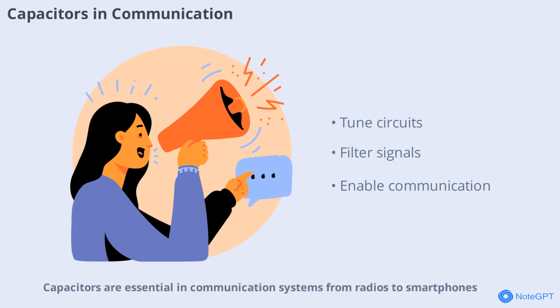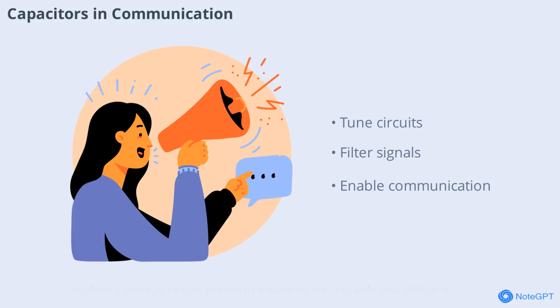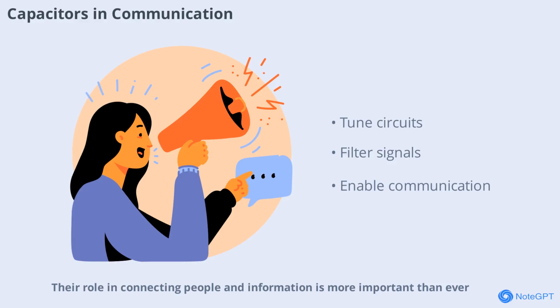Capacitors are essential in communication systems from radios to smartphones. They help tune circuits, filter signals, and store energy for transmission. Without capacitors, modern communication networks would be less reliable and efficient. Their role in connecting people and information is more important than ever.